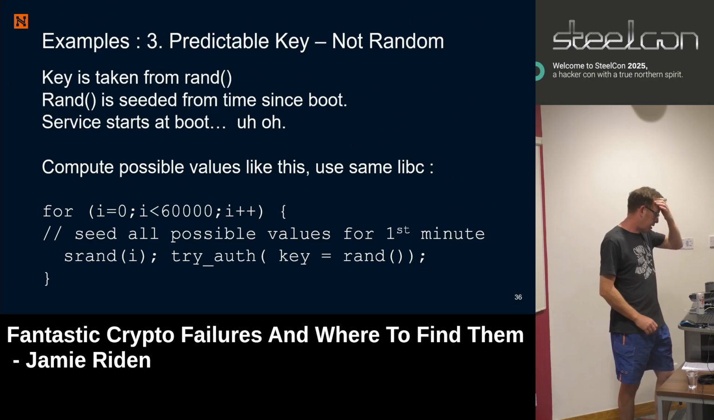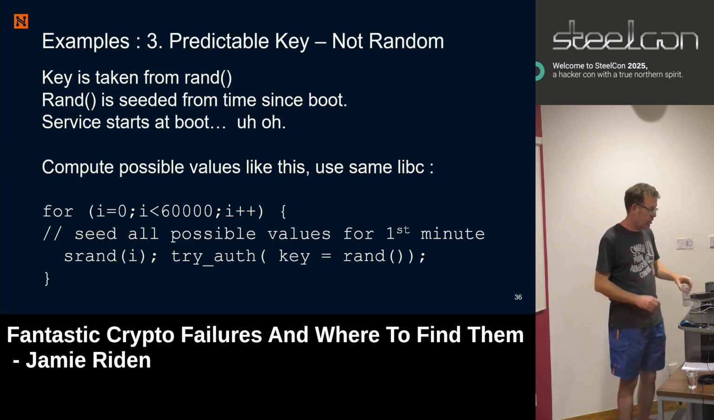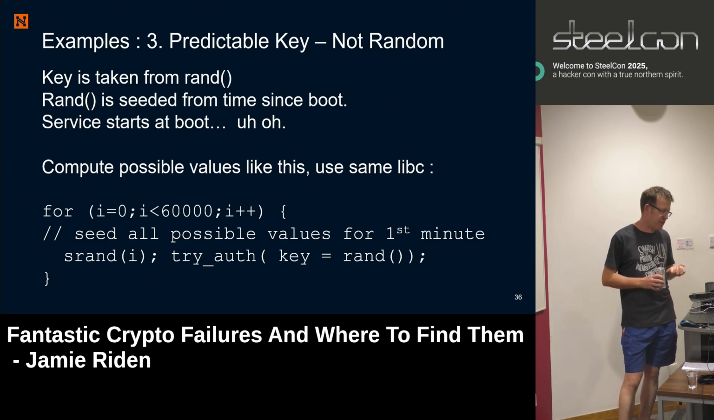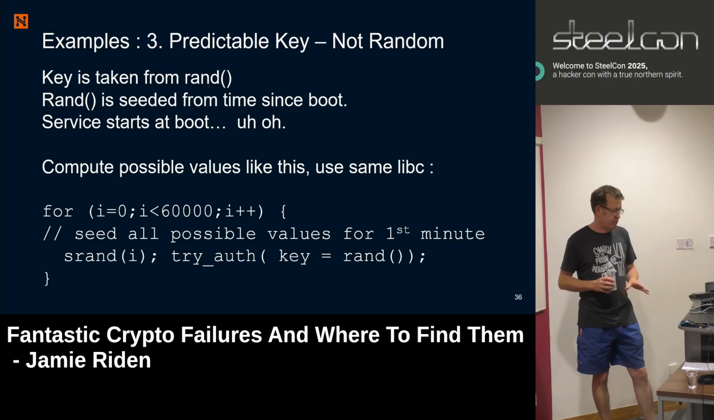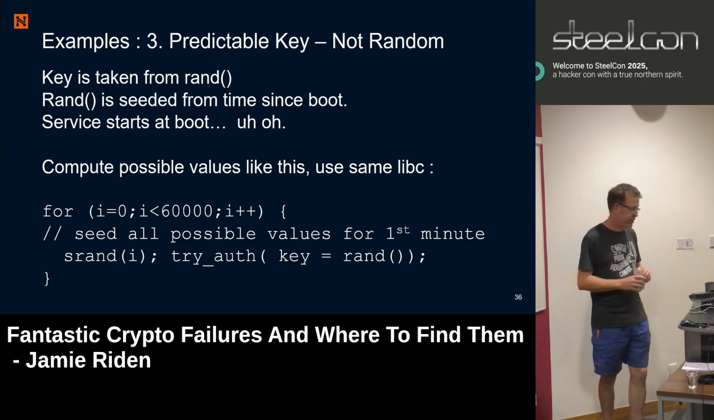So another thing we came across was a key where they tried to make it random, but hadn't quite succeeded. They'd used rand, which is not what you should be using. The way most C libraries do it is a linear feedback shift register, and that is absolutely not a secure way of doing it. It's too predictable.